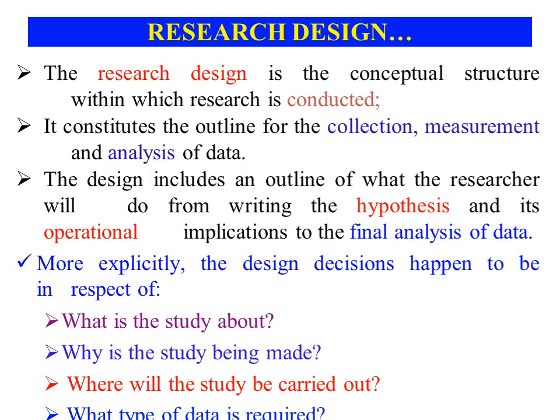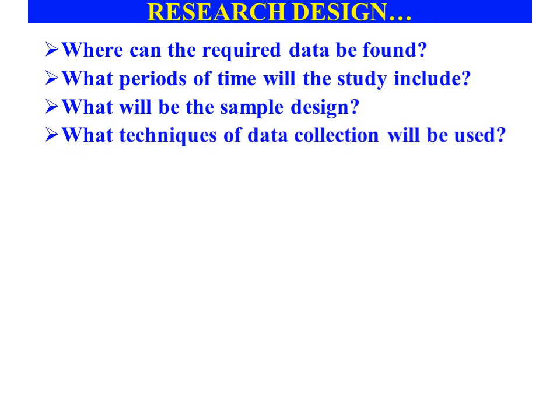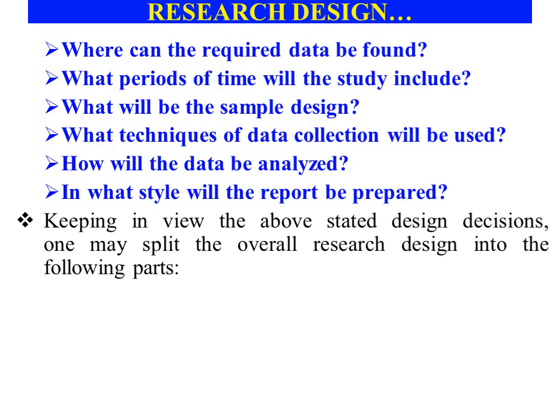More explicitly, the design decisions happen to be in respect of: what is the study about, why is the study being made, where will the study be carried out, what type of data is required, where can the required data be found, what period of time will the study include, what will be the sample design, what techniques of data collection will be used, how will the data be analyzed, in what style will the report be prepared. This is what a research design consists of.